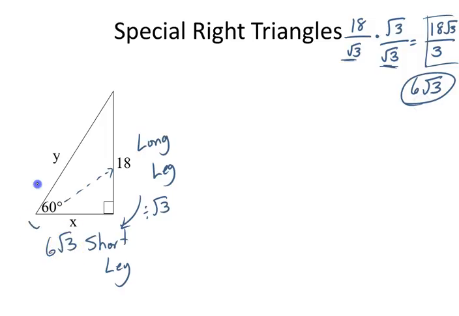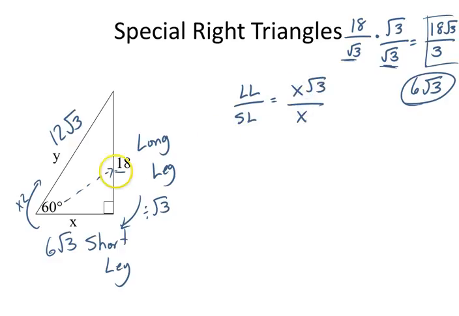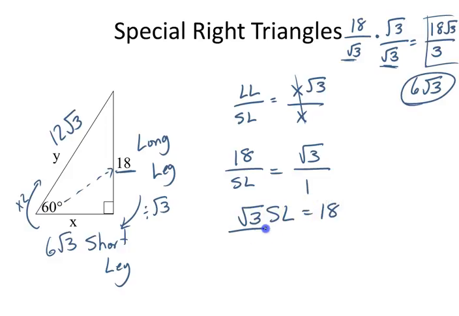To go from short leg to long leg, you multiply by 2, which will give me 12 radical 3, because 6 times 2 is 12, and you don't multiply the radical. Let's pretend instead of doing that, I wanted to do the ratios. Long leg over short leg equals x rad 3 over x. I know the long leg is 18. I don't know the short leg. I can cross out my x's, leaving me radical 3 over 1. So radical 3 short leg equals 18. Divide by radical 3. And that puts me back up here at all of this math.